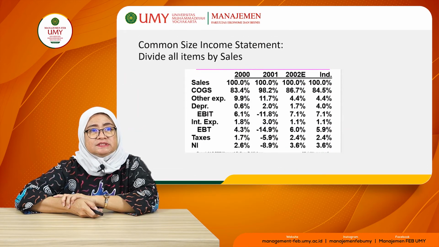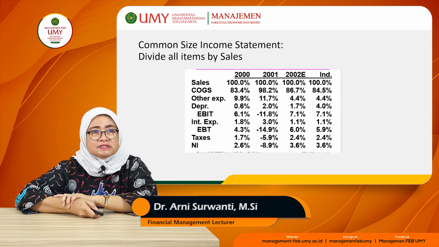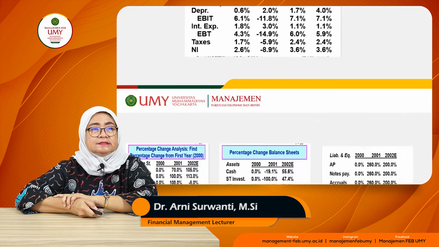In the income statement, we can also analyze with common size. We divide all items in the income statement by sales. So we can see, for example, in here, cost of goods sold is 80.4 percent compared with sales in 2000, and so on.